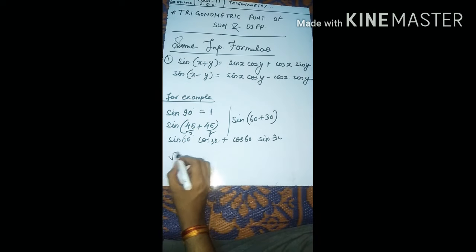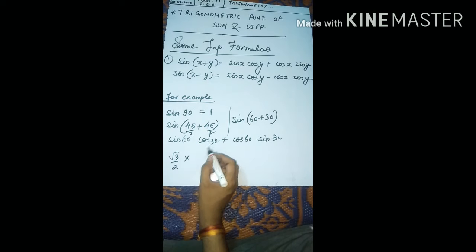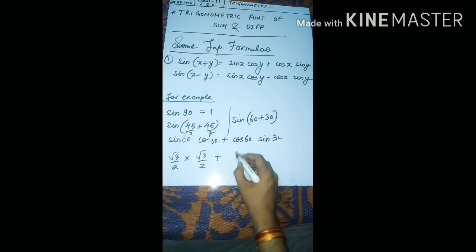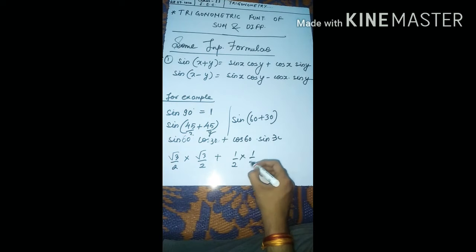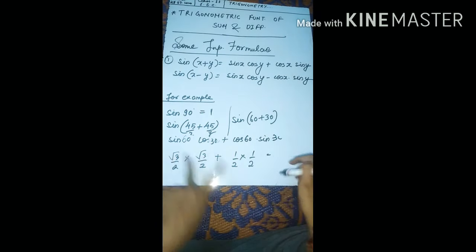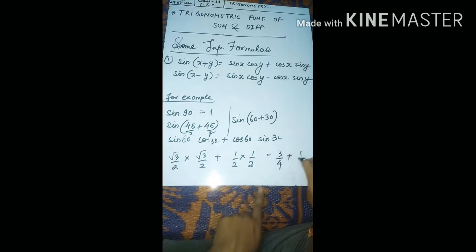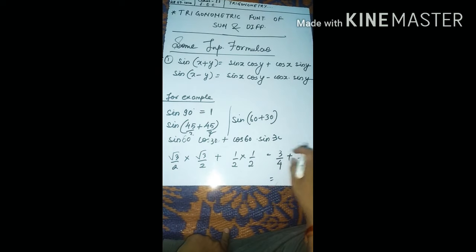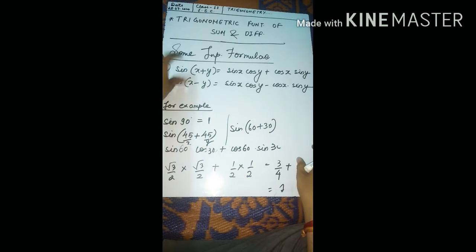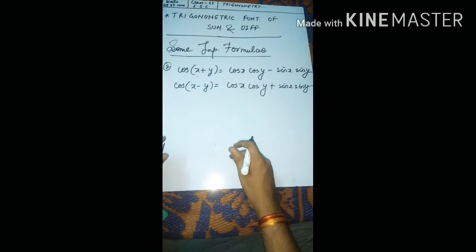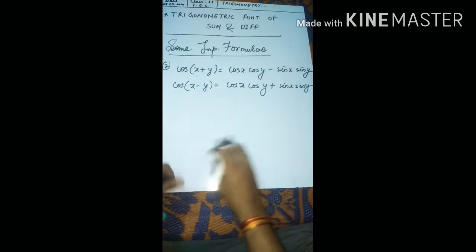Sin 60 degree is what? Root 3 by 2, and cos 30 degrees is root 3 upon 2. Cos 60 is 1 upon 2, and sin 30 is 1 upon 2. Root 3 into root 3 will get 3, 2 2s are 4, plus this is 1 upon 4. Like fractions, 3 plus 1 is 4. 4 upon 4 is what? 1. We got the same answer. So this formula you can prove like this, understand like this.